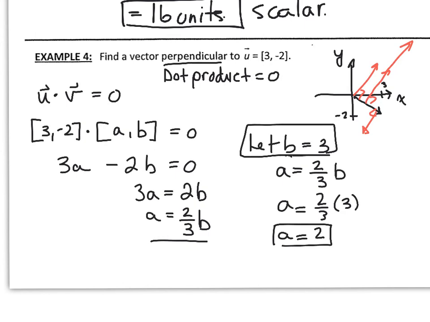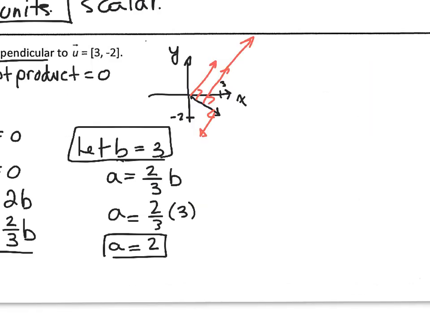And I could have made b 5 if I wanted to, and I would have got 10/3 for a. It's still perpendicular to it. I could have made b 12, and I would have got a is 8, and it still would have been perpendicular to it. Okay, so you could have picked any value, but 3 here made the most sense because it keeps it the simplest. Okay, so I just moved over the page here a bit.